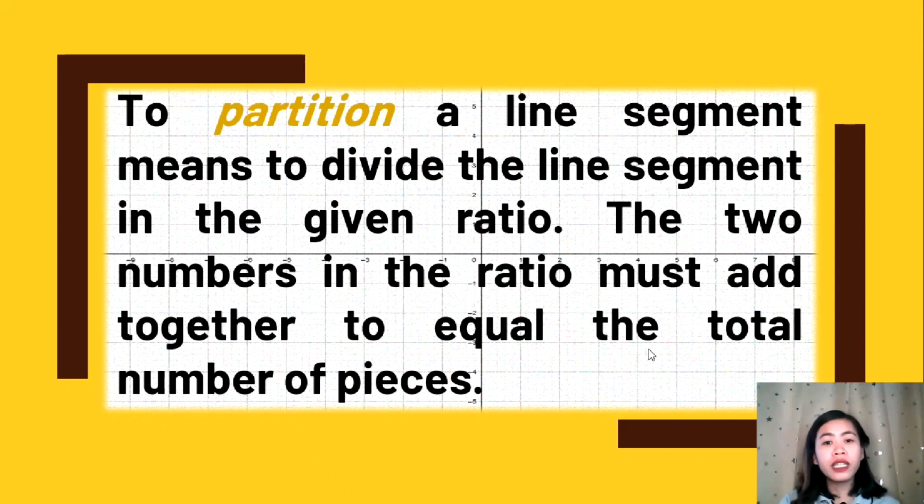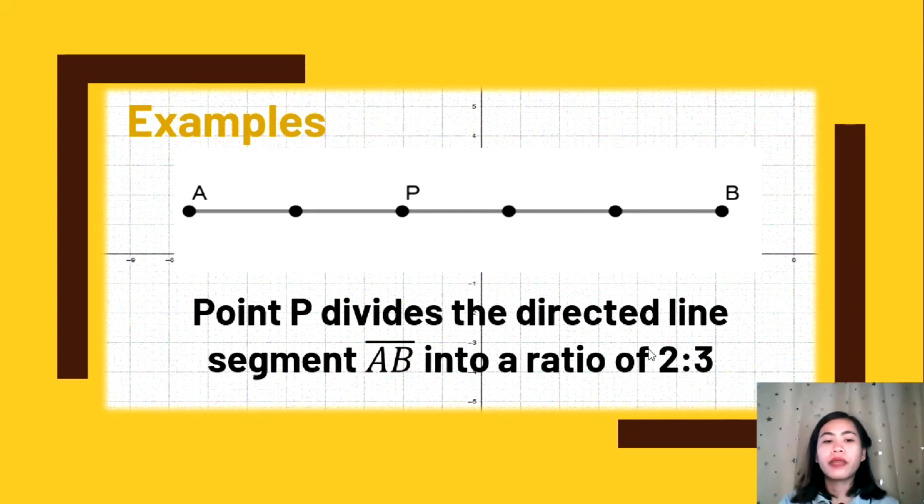Next, partition. To partition a line segment means to divide the line segment in the given ratio. The two numbers in the ratio must add together to equal the total number of pieces. Examples. Point P divides the directed line segment AB into a ratio of 2 is to 3. So we have this is the starting point. So from A to P, we have 1, 2. That's why this is 2. Then from P to B, we have 1, 2, 3. That is why this is 3. So we have 2 plus 3 is 5. So dapat meron tayong 5 equal parts. 1, 2, 3, 4, 5.